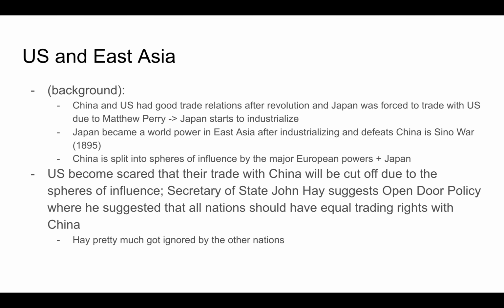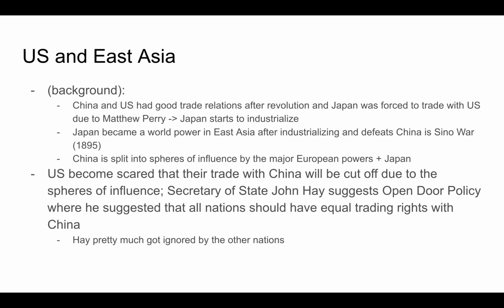The U.S. and East Asia. Here's some background. China and the U.S. had good trade relations after the U.S. Revolution, and Japan was forced to trade with the U.S. due to Matthew Perry. After this trade was forced upon Japan, Japan actually started to industrialize. That led to Japan becoming a world power, and they actually defeated China in the Sino-Japanese War in 1895.